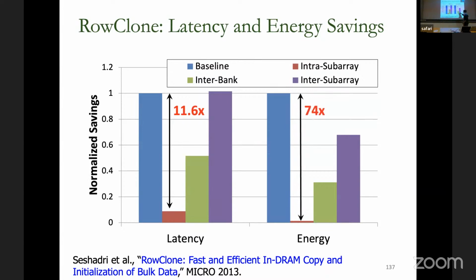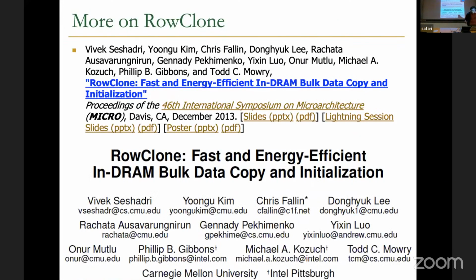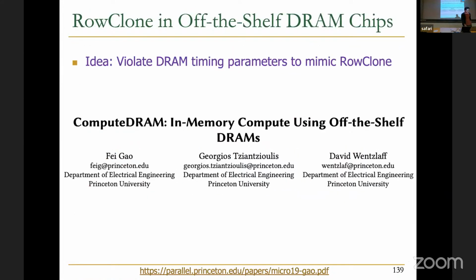These are other techniques that the same paper proposes. This one, for example, the green one, the inter-bank one, is indeed pretty similar to the one I mentioned in the SK Hynix chip to copy data from one bank to another bank. As you see, they are still more efficient than doing it through the CPU, but not as efficient as doing it inside the DRAM subarray itself. You can find all the details in the paper.